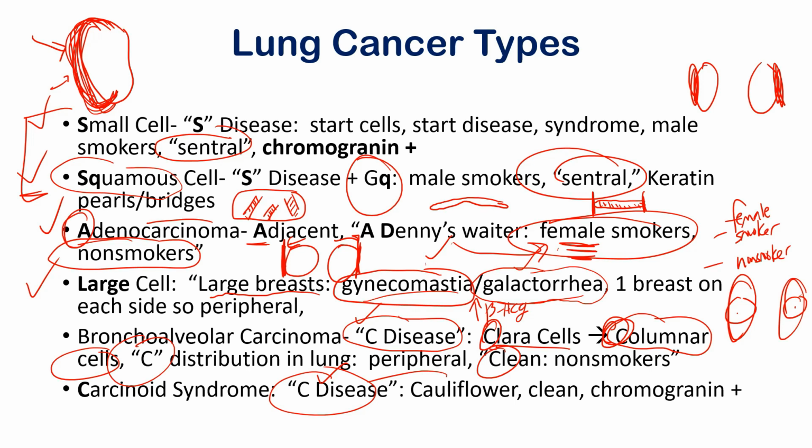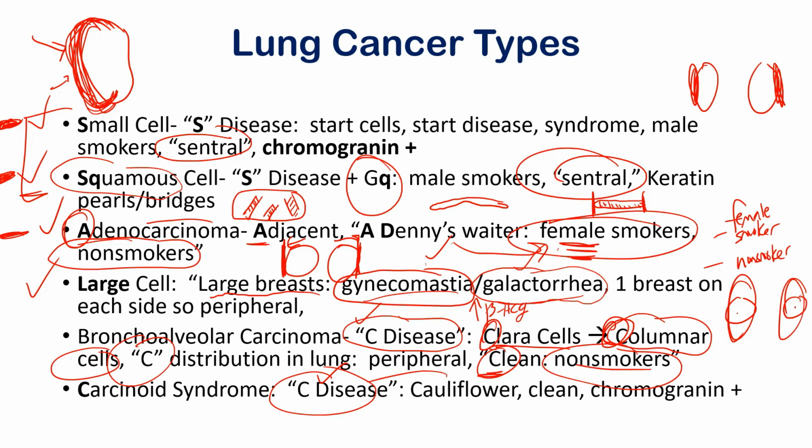That means they're off of drugs. They're not doing any sort of drugs. So clean should help you remember that this one is mainly in non-smokers. So it's not affiliated with smokers. The other ones that are affiliated with smokers are adenocarcinoma, remember, female smokers, squamous cell carcinoma, male smokers, and small cell carcinoma. And I've talked about the tricks to remember that. But in this particular example, C is for clean, so this is in non-smokers.